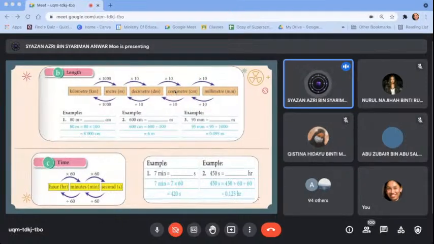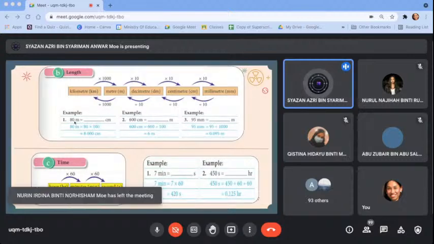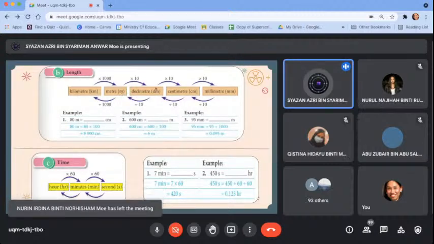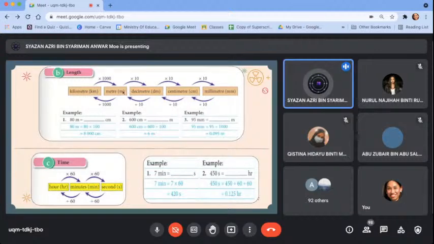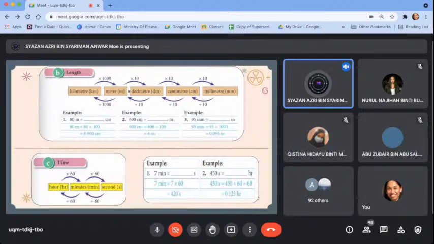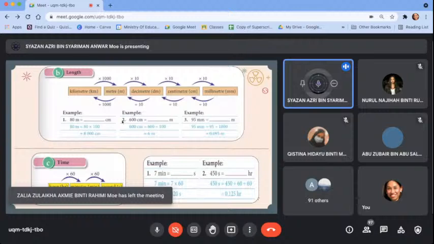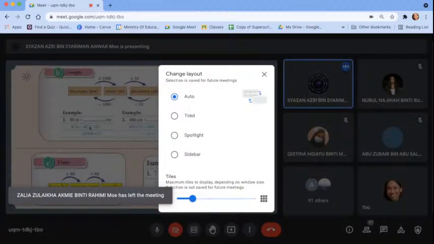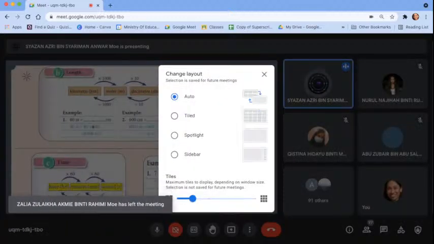For example here, 80 meters needs to be converted into centimeters. Meter is larger than centimeter, and meter is located 2 units after centimeter. Beside centimeter there's decimeter. So 10 times 10, that's why 80 will be times 100, and you'll get 8000 centimeters.